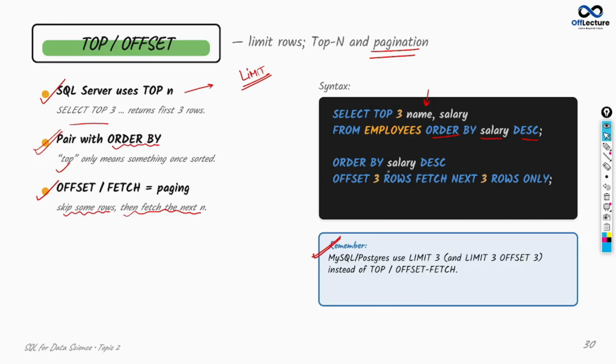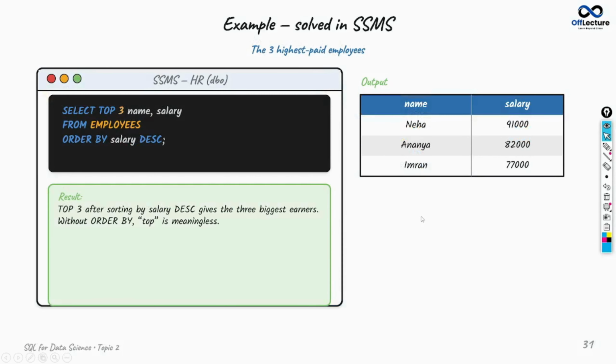And then you can write order by salary descending, offset 3 rows, fetch next 3 rows only. So what it will do is it will skip some rows and fetch the next 3 rows. So it will skip the first 3 rows and it will fetch the next 3 rows. Okay, let's try with an example so that it will be more clear to you.